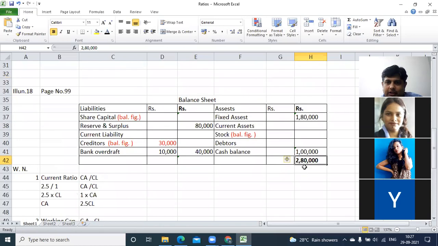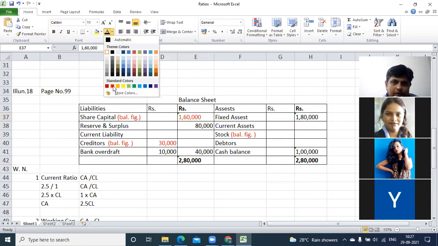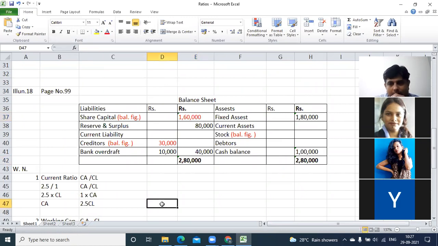Balance sheet है. If this is 280, this also should be 280. Yes, sir. And if these two are 40 and 80, then what is the share capital? 1,60,000. समझा? क्लियर है? Yes, sir. अभी ये दो चीजें ढूंढनी है.